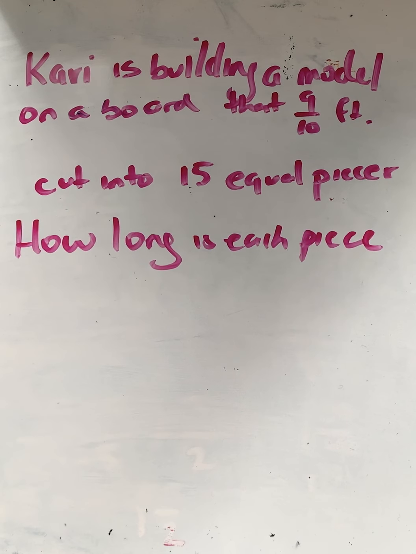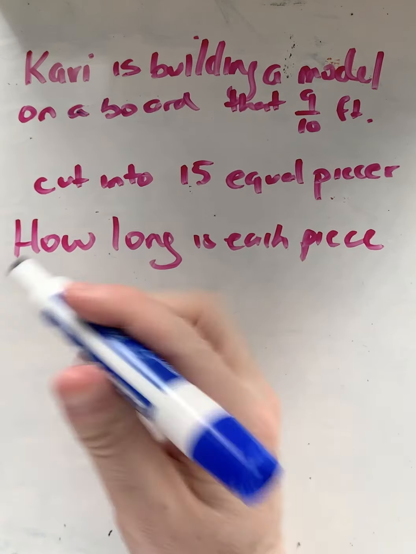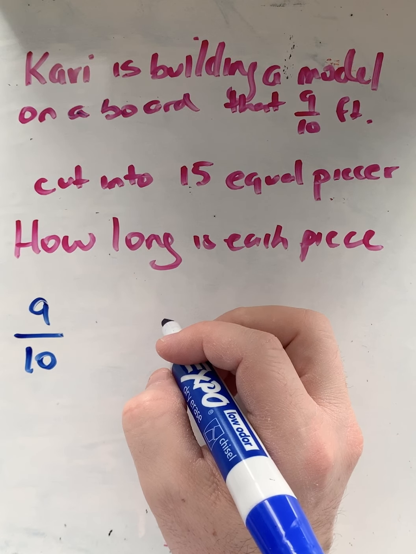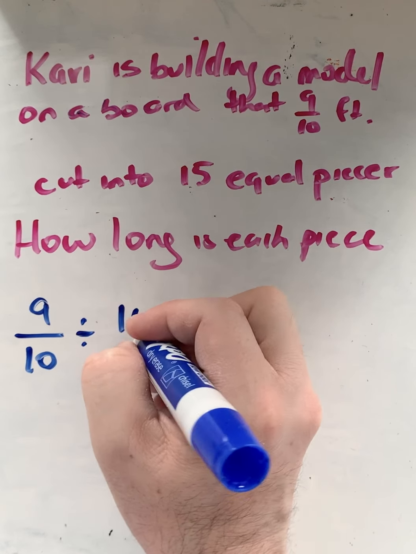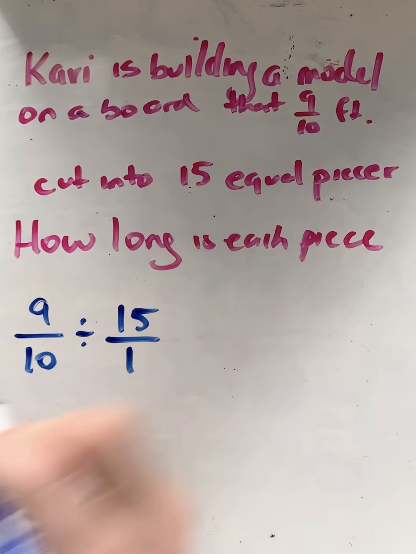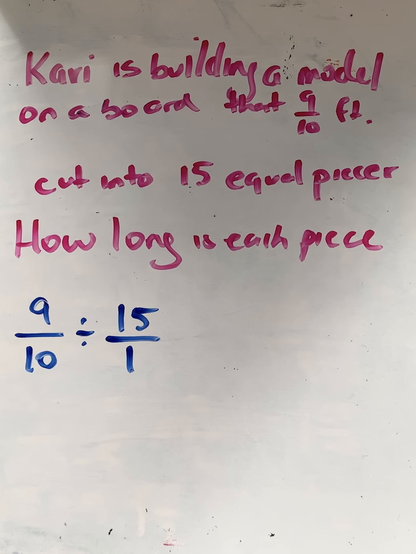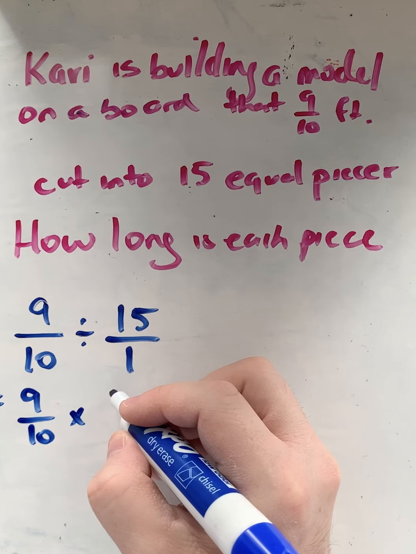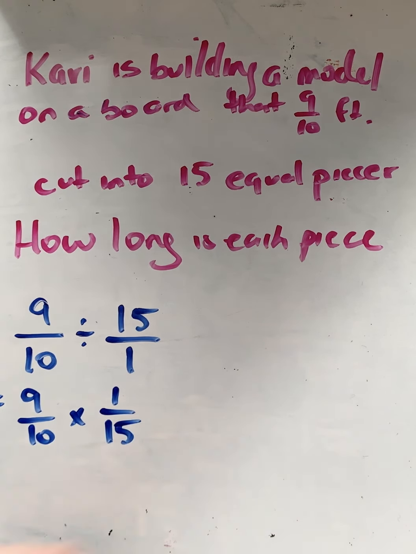So, what do we think we need to do? He wants to take his 9/10 and cut it into 15 equal pieces. So we're going to take our 9/10 of a foot and divide it by 15. Well, we know that 15 needs to be 15 over 1. So we're going to keep working through this. We're going to flip it, 9/10 times 1 over 15.